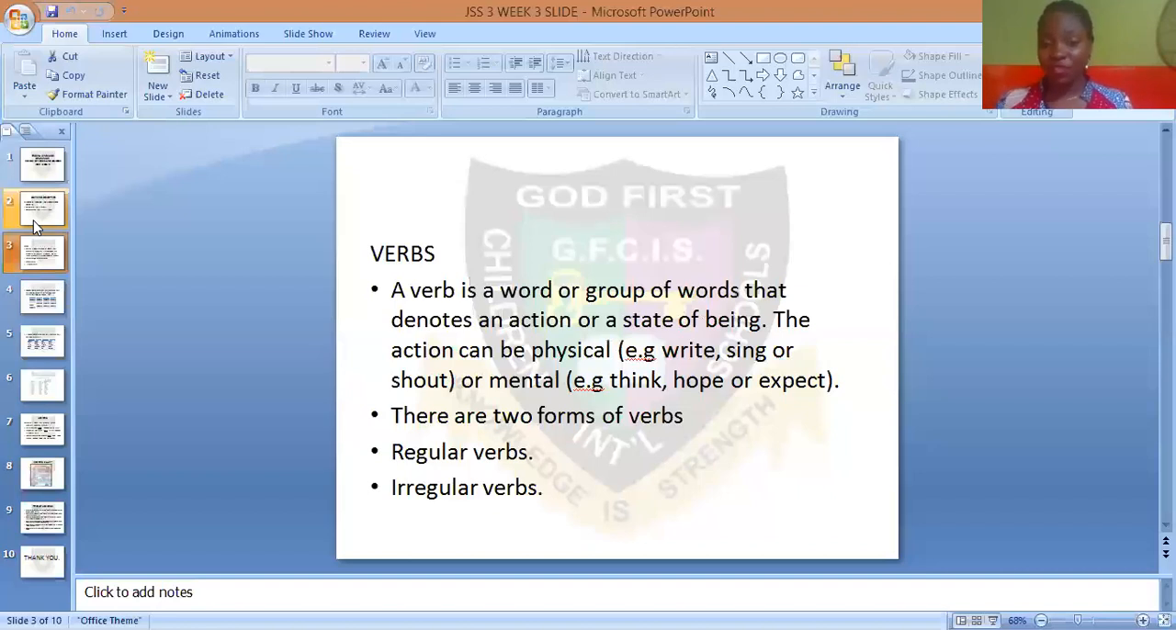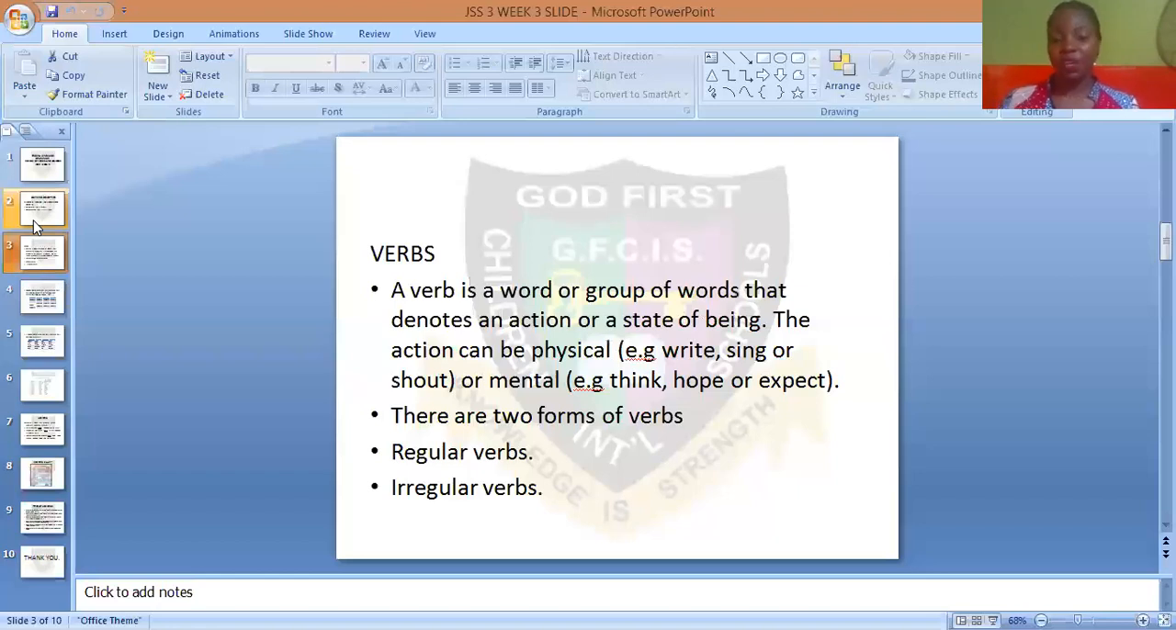The action can be physical, for example, writing, singing, or shouting. Writing is a physical action, also singing and shouting. It could also be mental: thinking, hoping, or expecting. When you think, it is a mental action and not a physical action. You can't see someone thinking, neither can you see someone hoping or expecting.